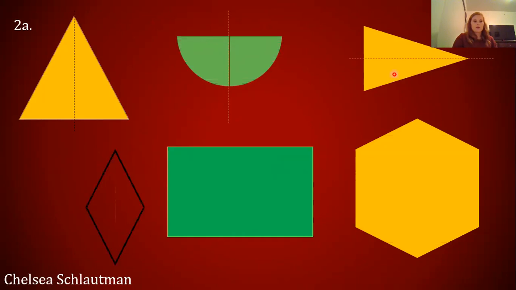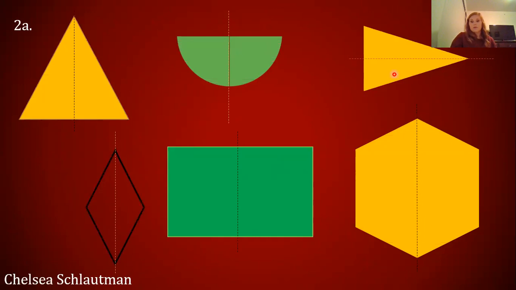Then we're given a rhombus, and it has one line of symmetry shown here, but it would actually have two. We could put one through the center horizontally, and if we were to flip it, it would be the same on that one as well. And then we have a rectangle. Again, the rectangle does have more than one line of symmetry, because if we were to draw that line horizontally as well, we could flip it again.